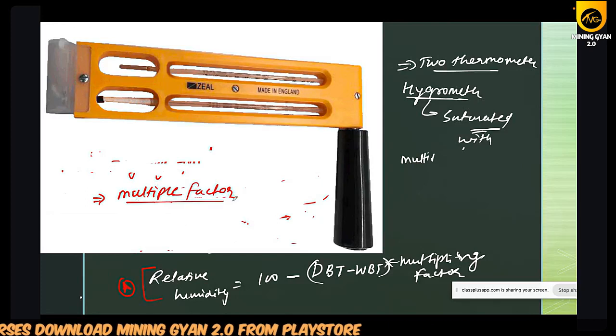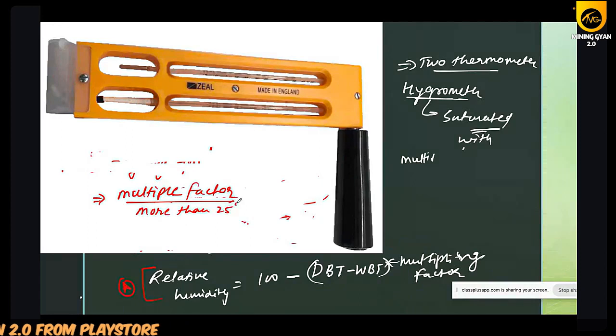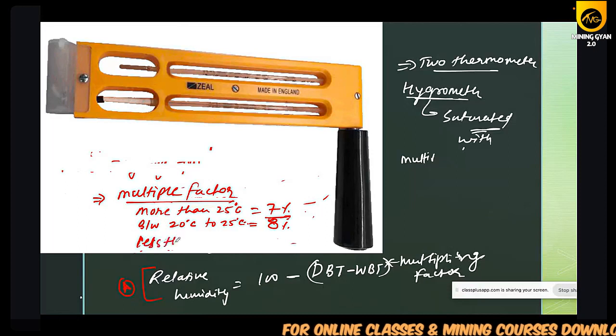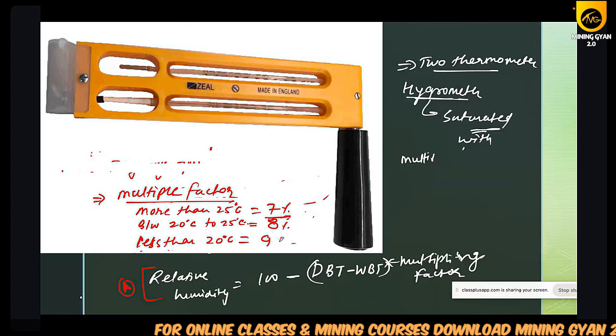What is the multiplying factor? If the temperature is more than 25 degrees Celsius you will consider 7%, if between 20 degrees Celsius and 25 degrees Celsius you will consider 8%, and if less than 20 degrees Celsius you will consider 9%.